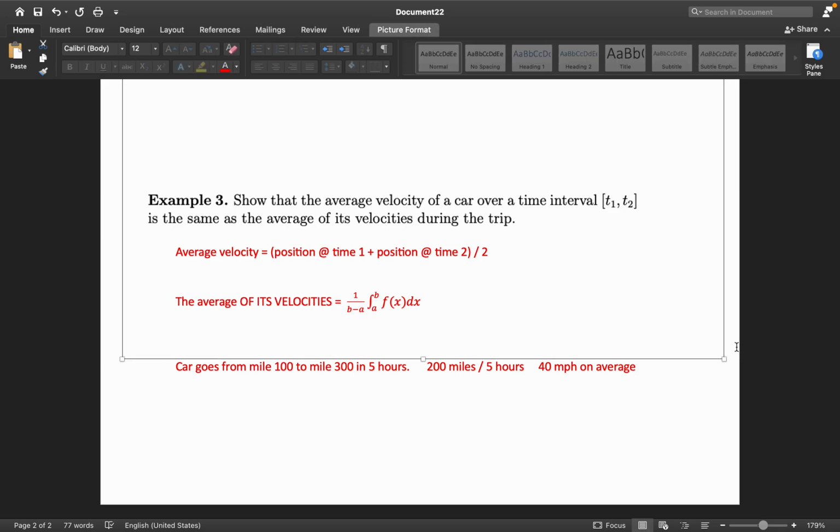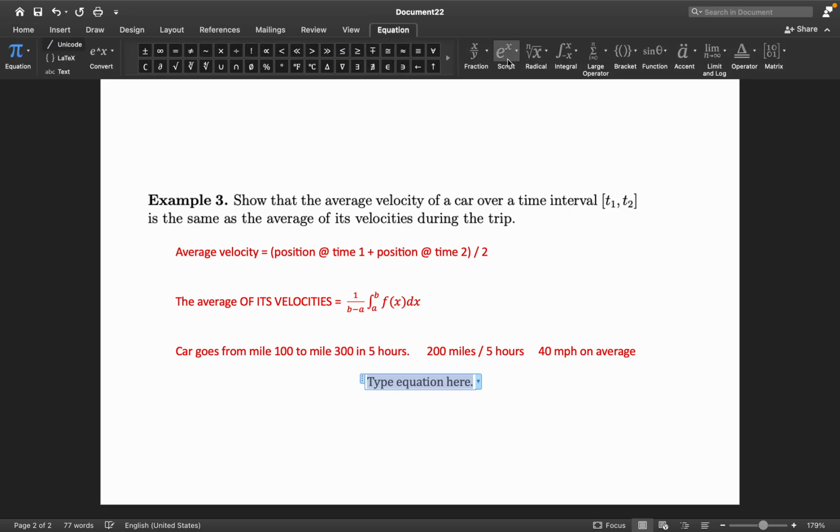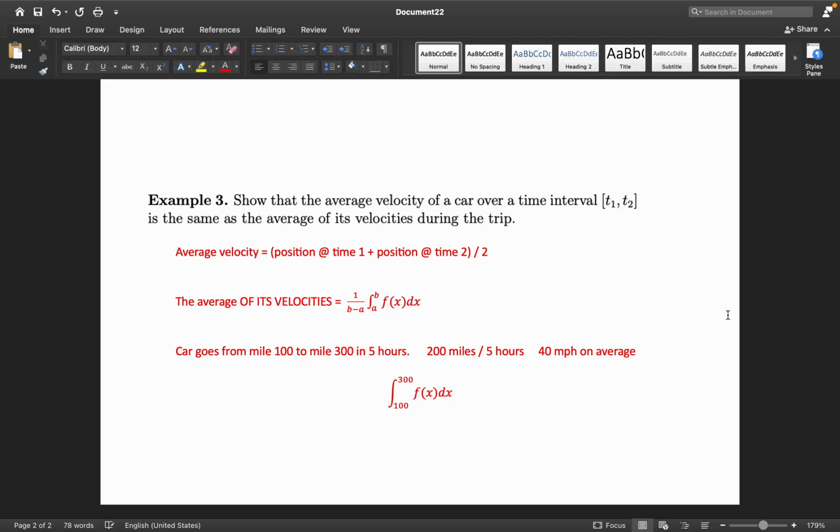But if I wanted to find the average of its velocities, I would need to take the integral from mile marker 100 to mile marker 300 of its function that describes the velocities.